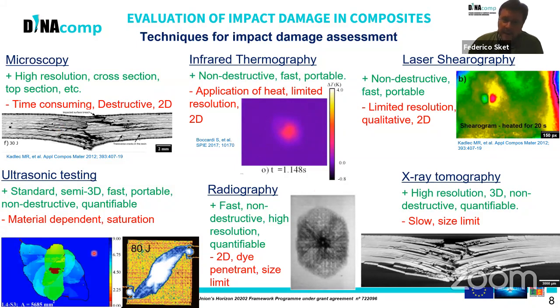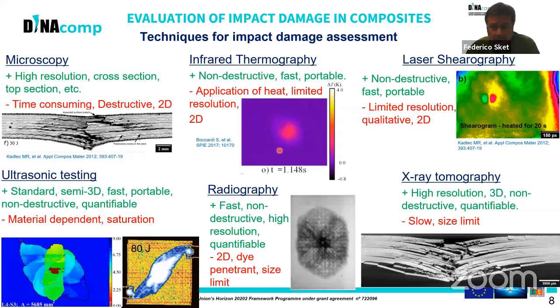The other techniques that I have included here are considered in the group of non-destructive techniques. A common non-destructive method is infrared tomography, which uses inhomogeneous distribution of heat in a damaged sample to create an image. It's non-destructive, fast and portable, but you need to apply heat to the sample, you have limited resolution, and you get information in 2 dimensions mainly.